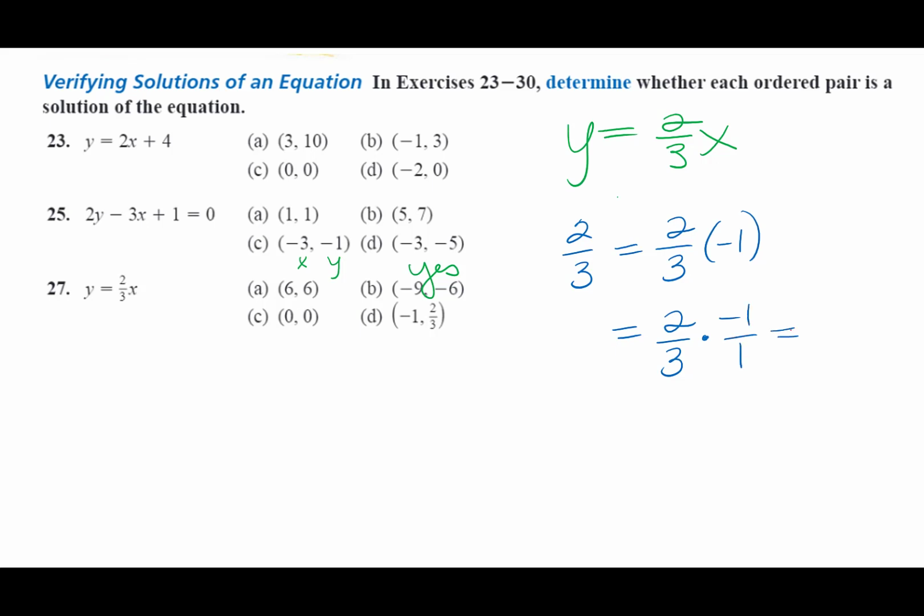Again, when you multiply the numerators together, that's -2. 3 times 1 is 3. So is the statement positive 2/3 equal to -2/3? Nope, that is not equal. It's the same fraction but opposite signs, so it's not going to cut it. And so D is not a solution. You can just put no.